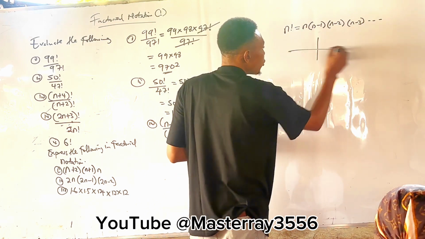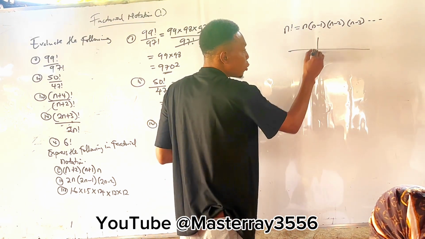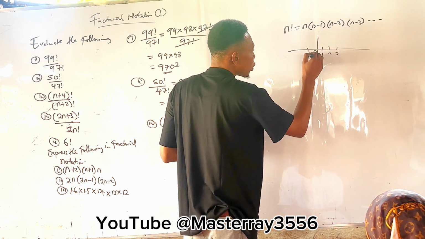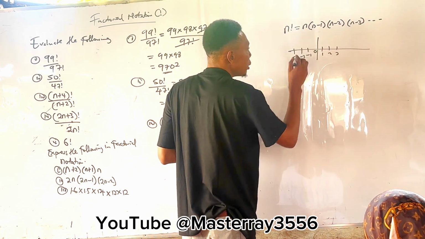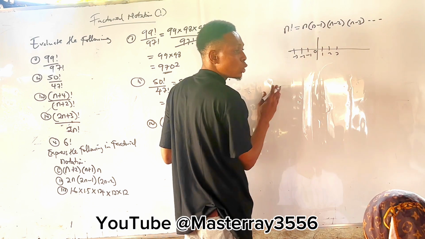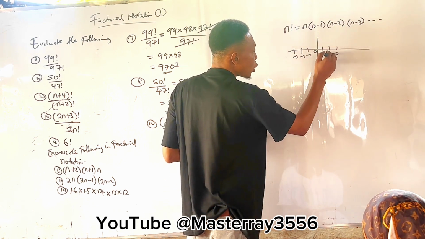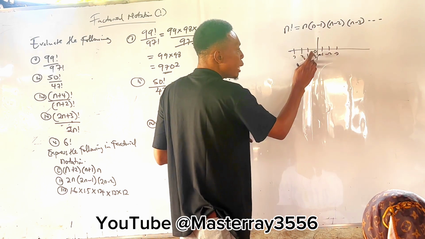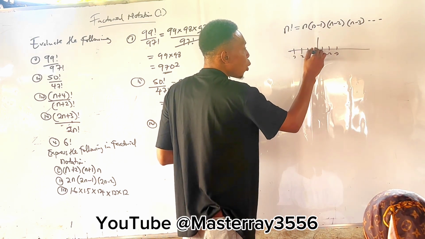It's just like when you have your inequality graph. This is the 0 point, while here you have 1, 2, 3, and here is minus 1, minus 2, minus 3. But this time we are taking the opposite of it. So this side is for minus 1, minus 2, minus 3, while this side is for 1, 2, and 3. In place of 0, that is where you have your n.